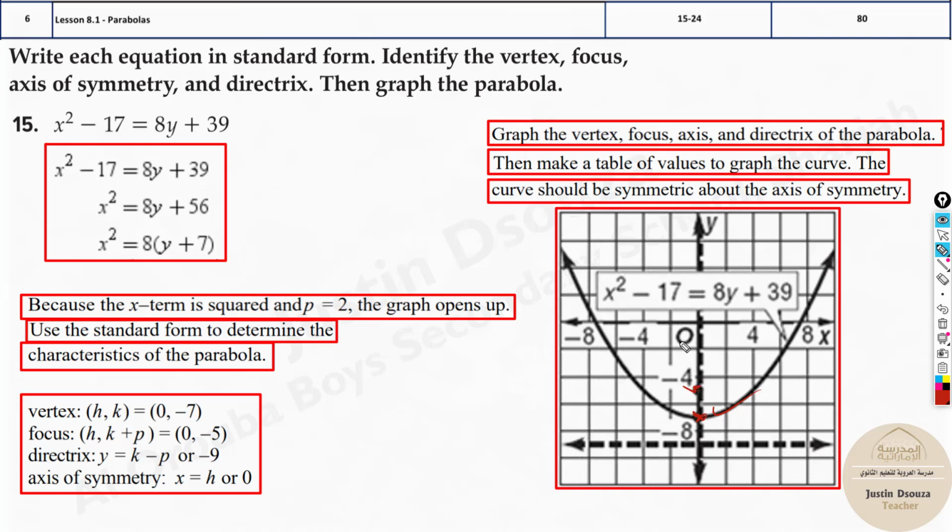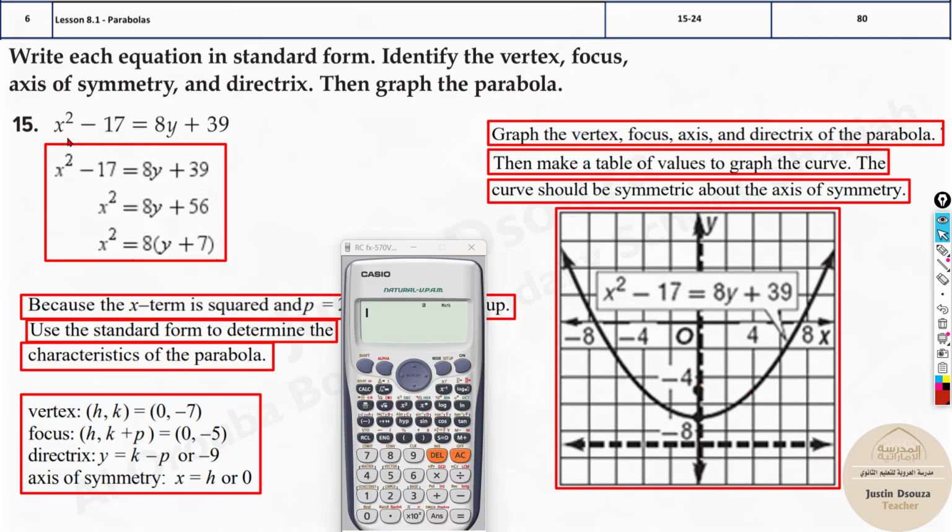Where is the focus? Okay. Now what about the axis of symmetry? Yes, it's on 0. One more way to easily check whether this graph is true or false, I'll show you now in your calculator. Now this equation is there, right? You can type it out as it is. Sorry, not as it is. You should just choose an x value.